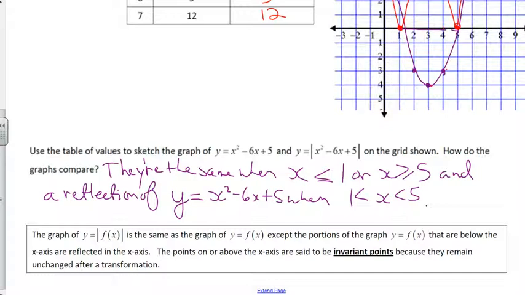Okay? So in other words, where the original graph is negative, on the absolute value graph it's reflected, right? No, wait, where does that say at the bottom? The graph of y equals the absolute value of f of x is the same as the graph of y equals f of x, except the portions of the graph y equals f of x that are below the x-axis are reflected in the x-axis. The points on or above the x-axis are said to be invariant points because they remain unchanged after transformation.